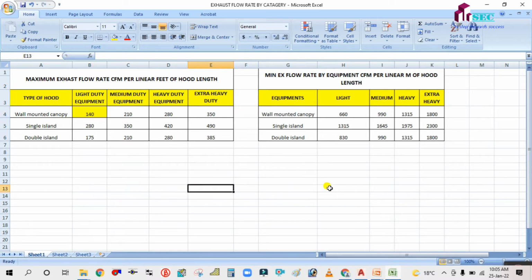Also here is given the minimum exhaust flow rate by equipment, CFM per linear meter of hood length. So if there is a wall canopy and the usage is medium, then you can use this one, 90 feet. Okay, so we'll use this value.